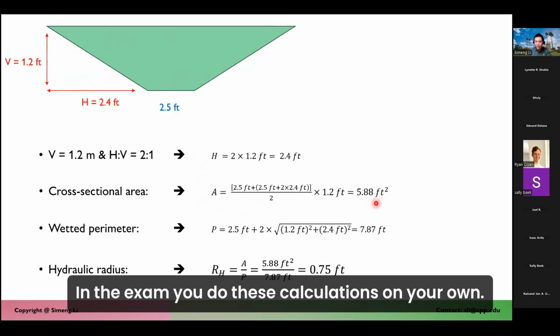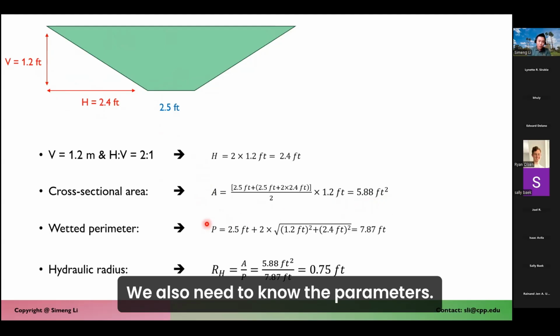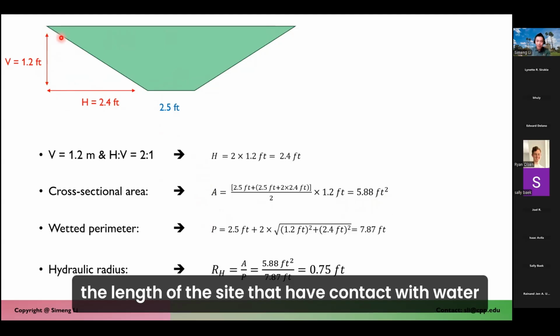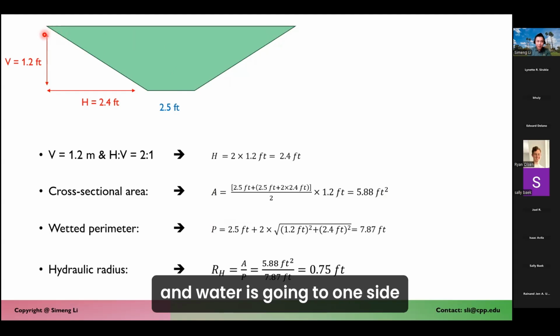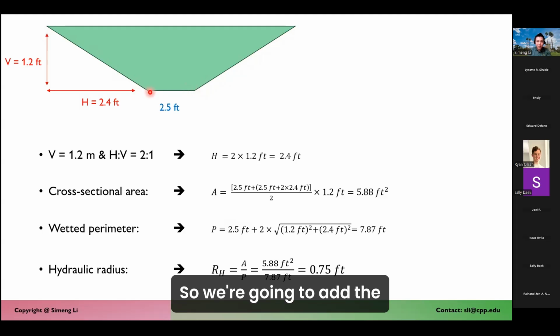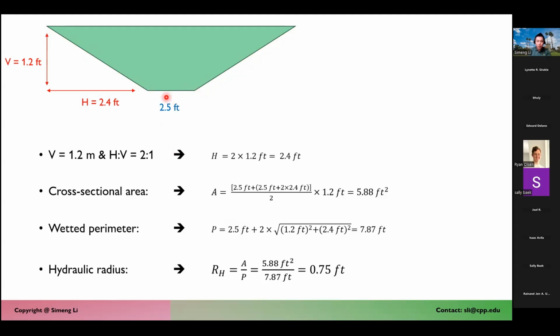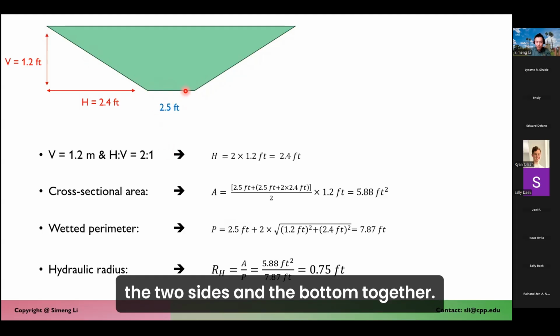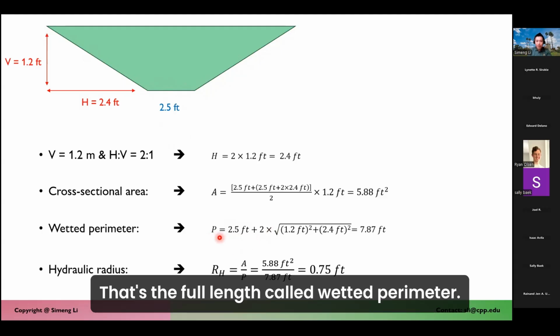In the exam, you do these calculations on your own. We also need to know the wetted perimeter. The wetted perimeter is the length of the sides that have contact with water. Water is going to one side, the other side, and the bottom. So we add the two sides and the bottom together. That's the full length, called the wetted perimeter.